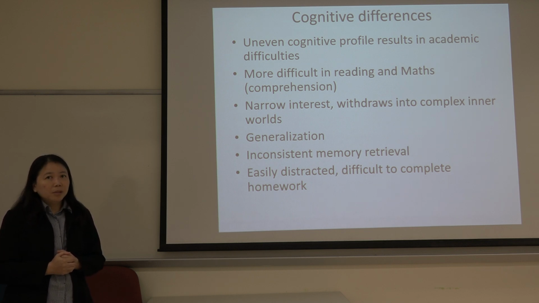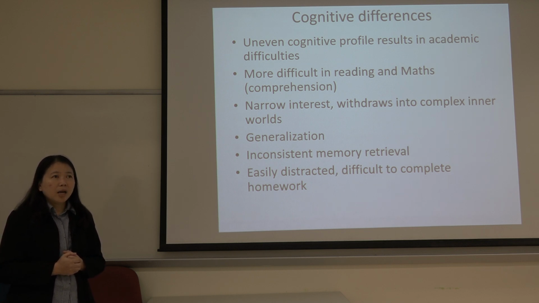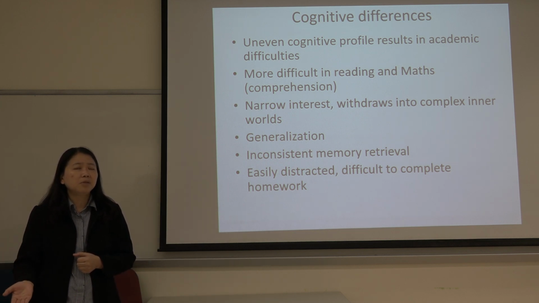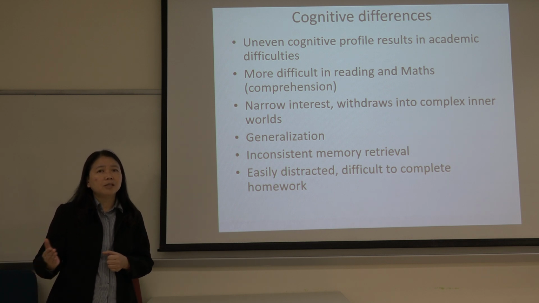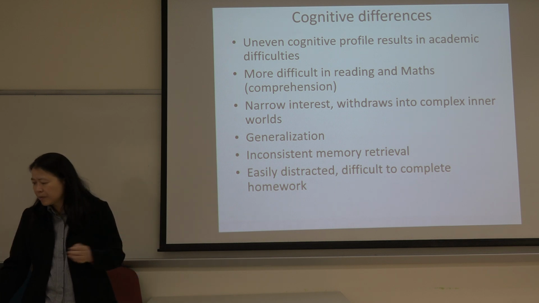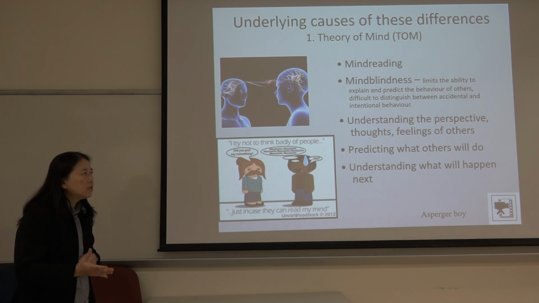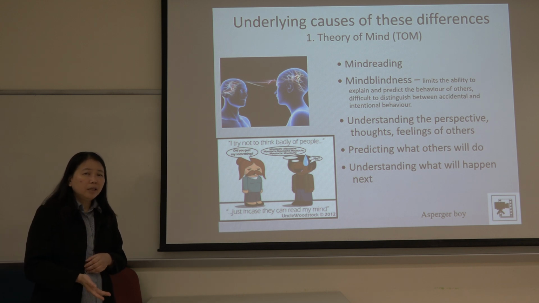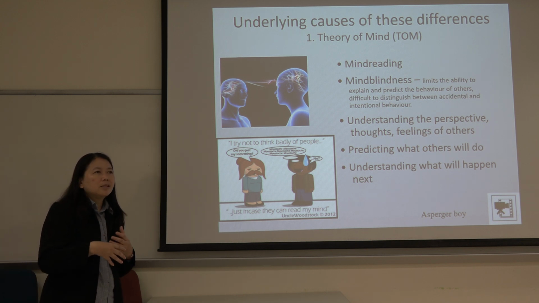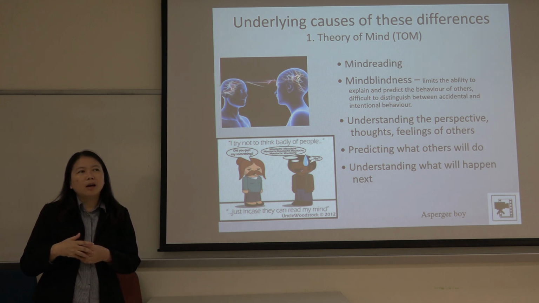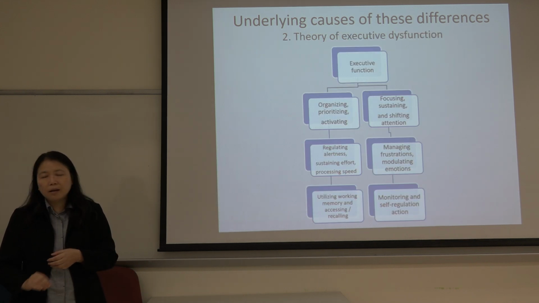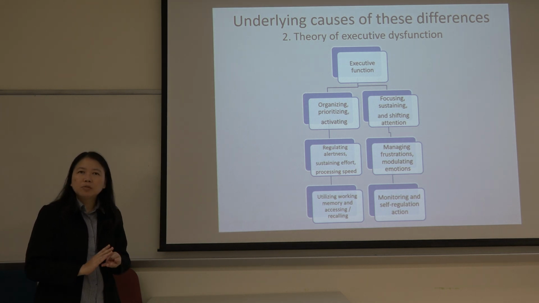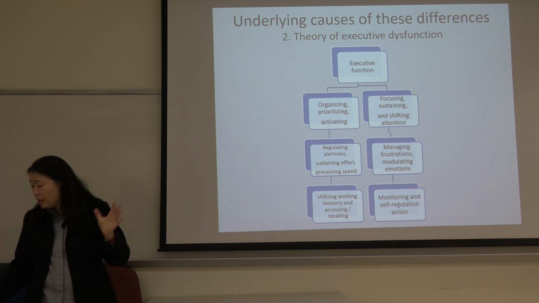Their generalization ability is also quite weak. Sometimes they learn, but they may not understand what they have learned. So as a result, when it comes to exam time, they will not be able to generalize the skills that they have learned into the exam paper. Reasons for that could be related to their theory of mind, which is that they don't understand other people's feelings, and also their weaker executive functioning, including their working memory and also their short-term memory, and other aspects as well.